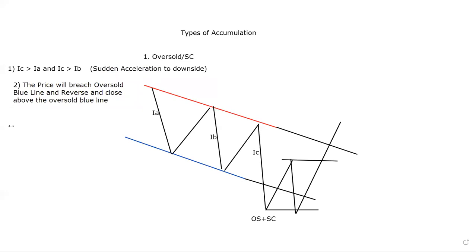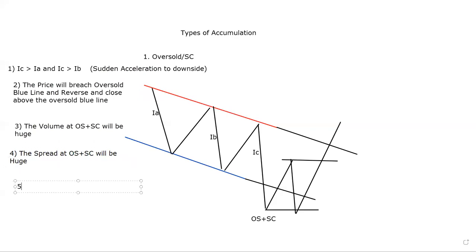How about the third characteristic? The volume at oversold plus selling climax will be huge. Number four, the spread at oversold plus selling climax will be huge. Huge spread, huge volume.